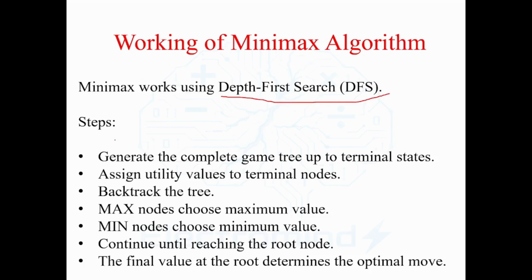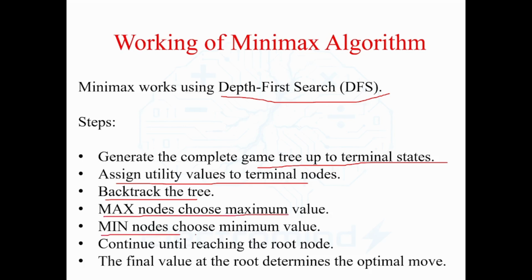Here are the steps. First, it generates the complete game tree from the leaf nodes, or otherwise up to the terminal states. Then it will assign utility values for each and every terminal node. Here we are applying backtracking. We backtrack the tree from the leaf node to the topmost node, or otherwise the root node or initial node. Here the max node chooses the maximum value.